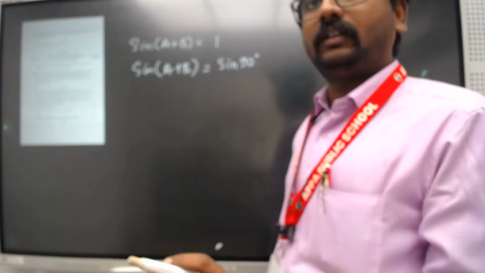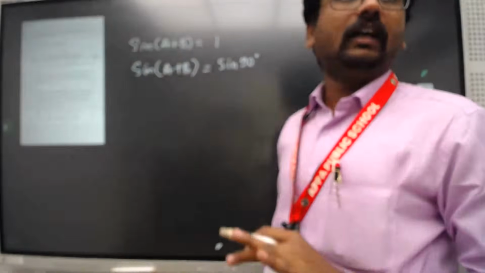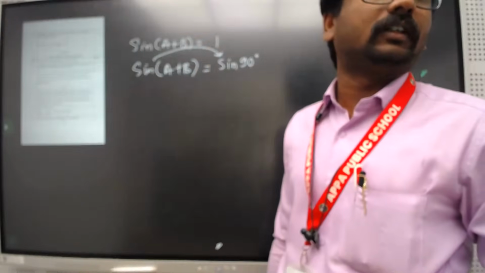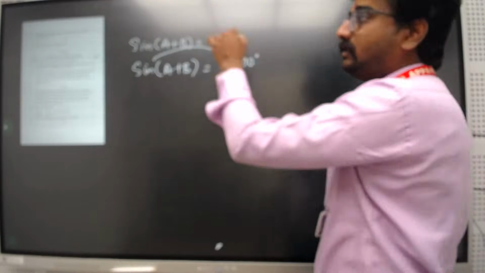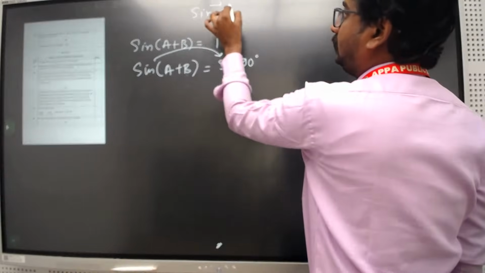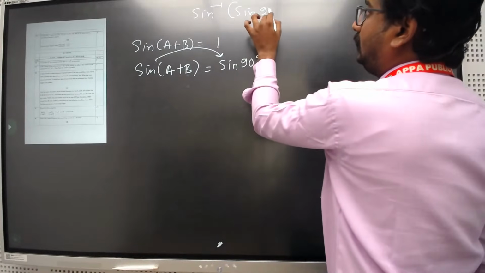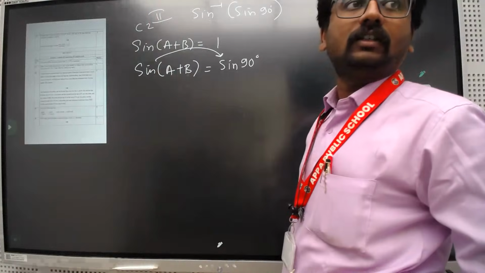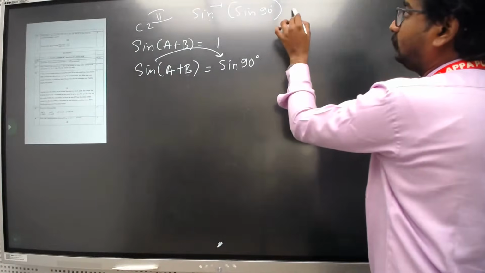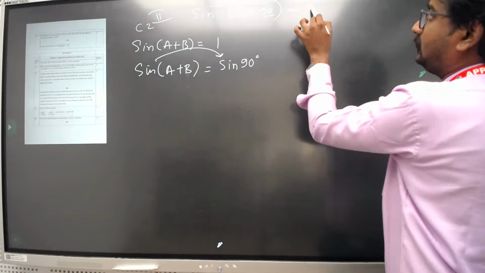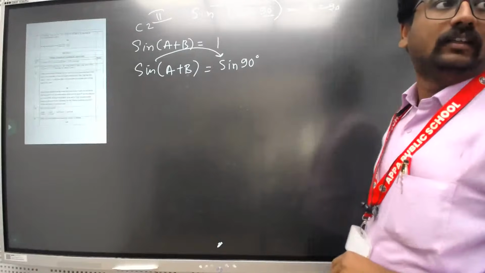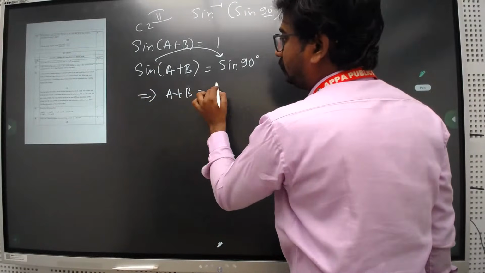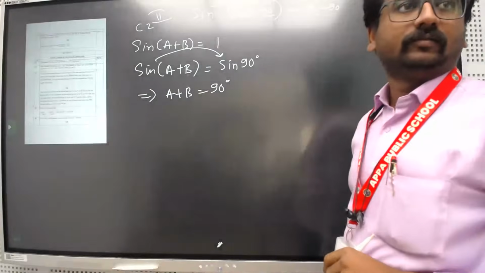Every trigonometric function is defined with reference to the given angles. Actually there is a concept of inverse trigonometric function. When sine comes to the RHS, it will become sine inverse of sine 90. This you will learn in PUC second year, chapter number 2, inverse trigonometric function. Sine inverse of sine x is x only, which is nothing but 90 degree. So based on that concept, this implies angle A plus B is 90 degree.